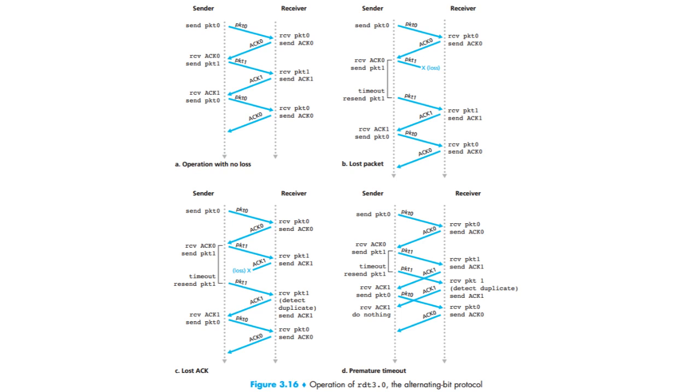So here is a case where a packet is lost. When a packet is lost, we are not going to receive any acknowledgement. Therefore, you should wait for some time till timeout. Then you can retransmit the same packet. And in response to this you get an acknowledgement, and again things go on as usual. And the third one is operation of RDT 3.0 with lost acknowledgement.